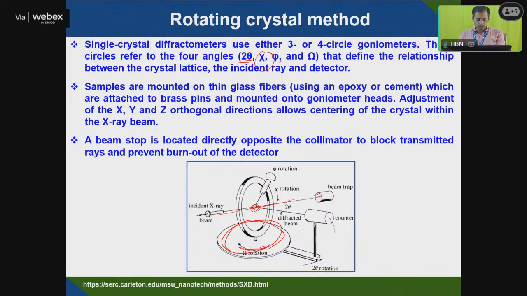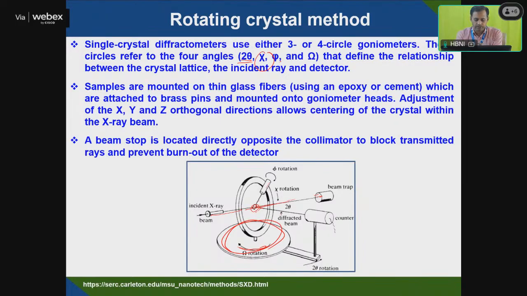In that you put your sample and you are exposing it to the X-ray. But here, that sample, that crystal, is mounted on a thin glass fiber. So here it is mounted in the center using some epoxy or cement, that is the adhesive, which is attached to brass pins and mounted onto the goniometer tip.